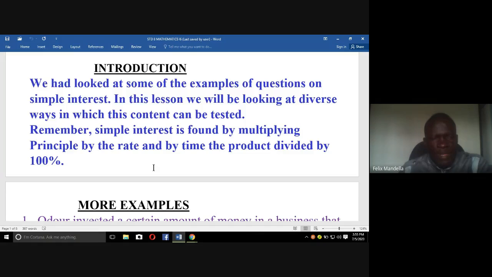And I want to remind you, we said simple interest is a way of calculating the additional money the borrower pays after borrowing, or the extra money given to the person who deposits money in the bank at the end of the agreed period. Okay, so let us look at these examples.